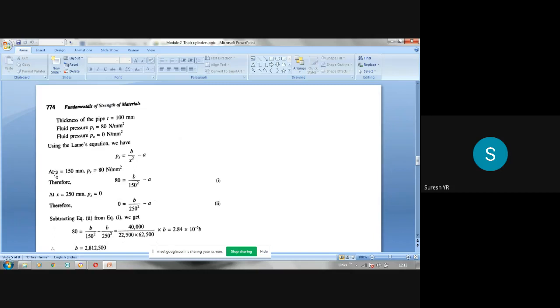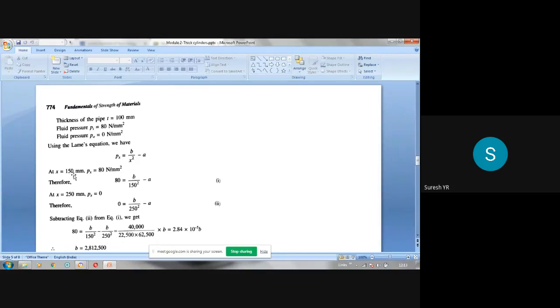So the inner radius is 150 mm. So at x is equal to 150 mm, Ri is equal to 150 mm, Px value is 80 Newton per mm square. You substitute that here. So 80 is equal to b by x, where x is now 150 mm. x is the distance from the center of the cylinder, that is the radial distance. So you have to take x is equal to Ri.